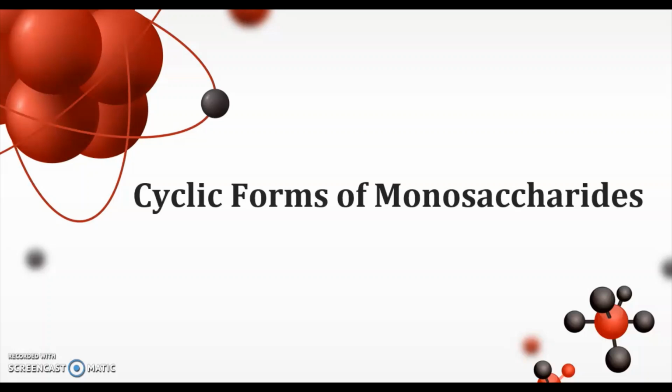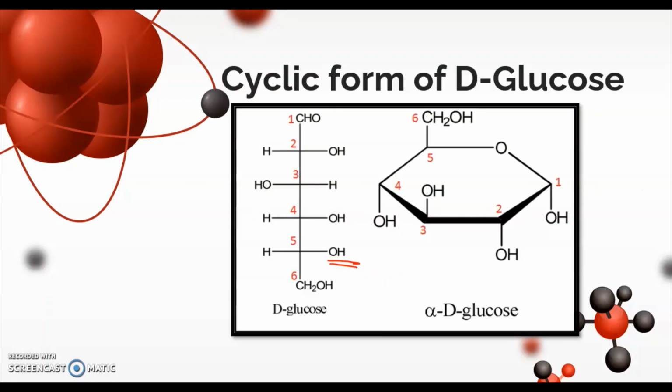Cyclic forms of monosaccharides. This is an example of a cyclic form of D-glucose. This type of monosaccharide contains 6 carbon atoms. The type of ring that will enable it to accommodate this sugar is the pyranose ring.